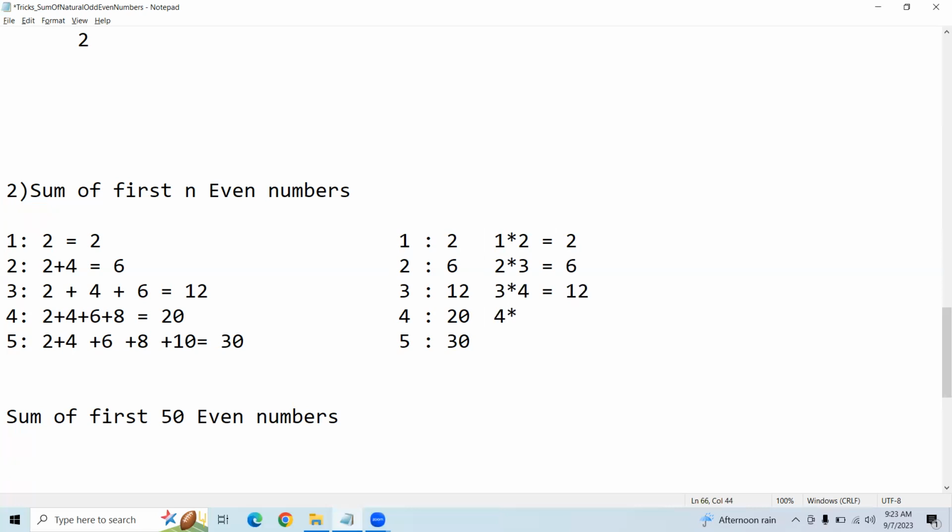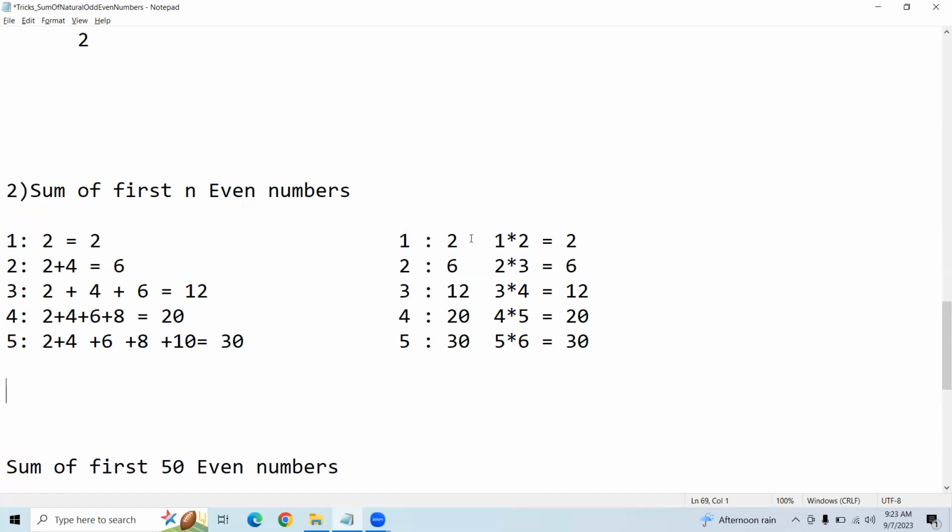So all the time, what we are doing is multiplying the number of even numbers we are summing by its next number. If we are doing addition of 4 even numbers, 4 into 5, that becomes 20. So that is matching our right hand side. 5 into 6, 30. So the formula for the sum of first n even numbers is n into n plus 1. Whatever number of even numbers you are going to add, first n even numbers, you have to multiply that n with its next number, n into n plus 1.